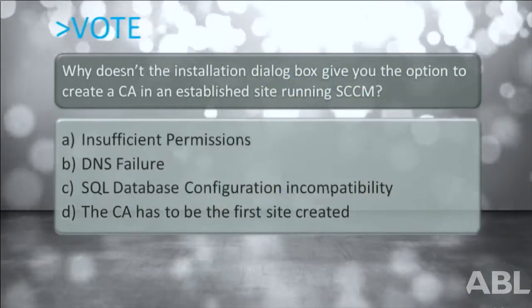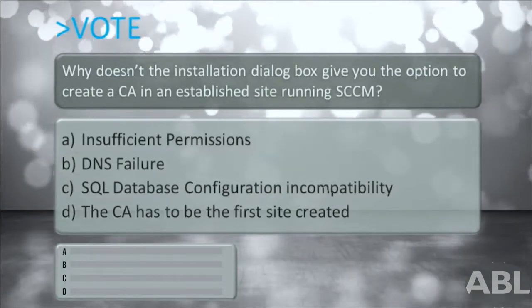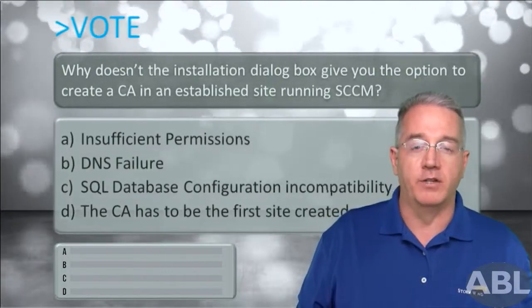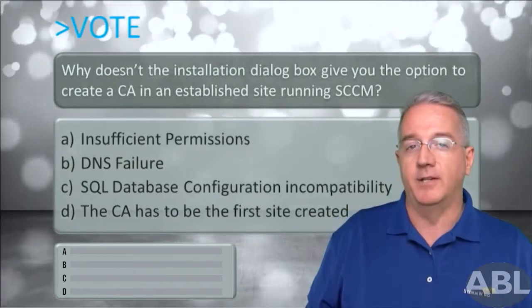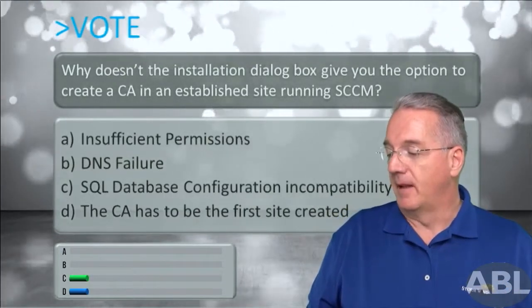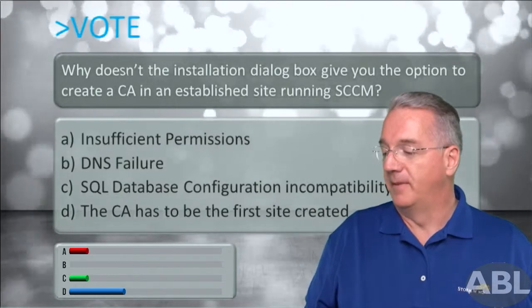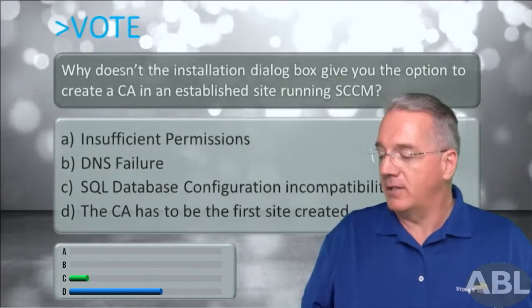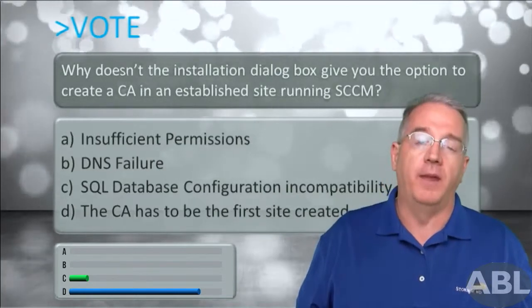Why doesn't the installation dialog box give you the option to create a CA in an established site running System Center Configuration Manager? Grab your mouse and let's see how you do. And we have people voting, that's good. We have people changing their answers, and that's okay too. But it looks like we're pretty much all on the same page.